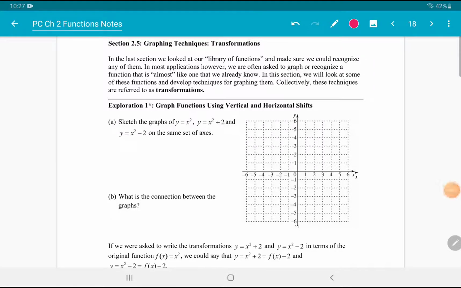We're going to now examine how to graph transformations. Our first transformation is going to be the vertical and horizontal shift.